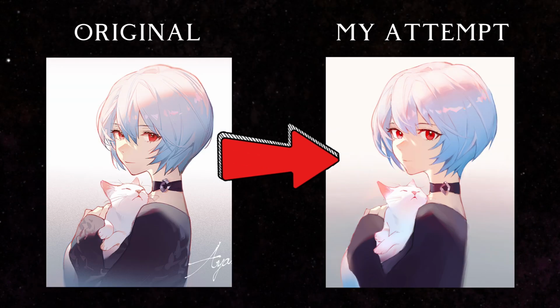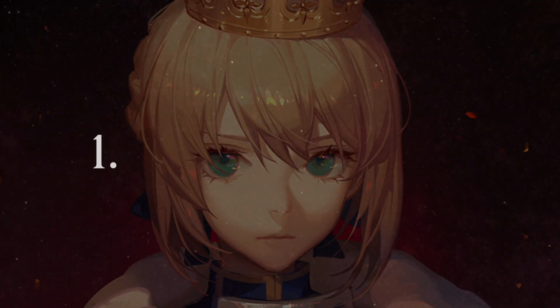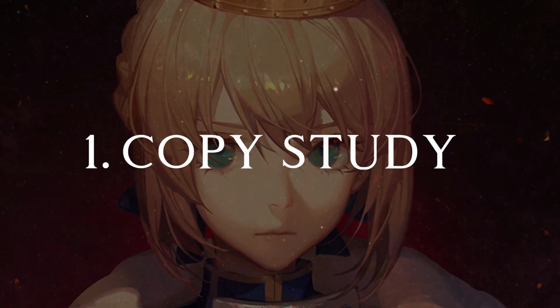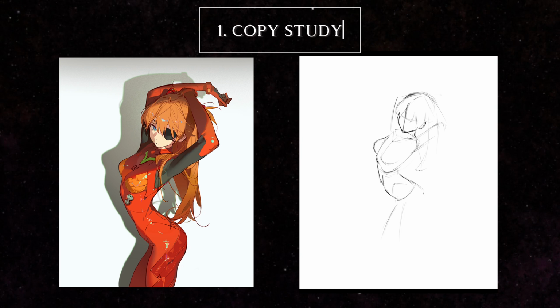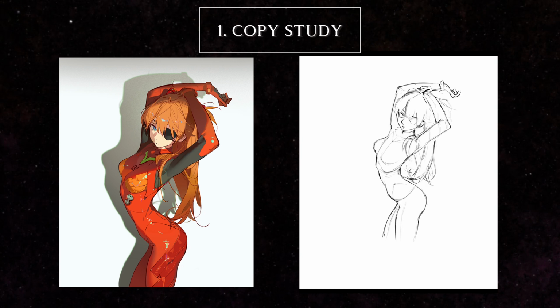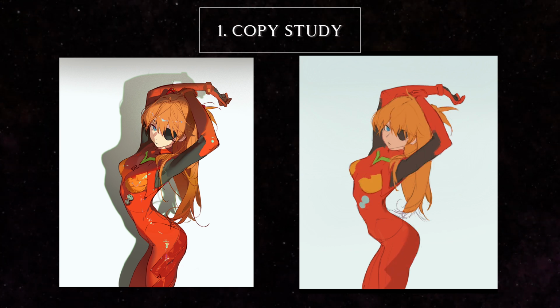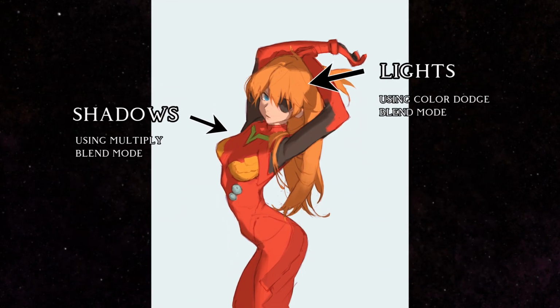Don't worry, I'm not keeping all this goodness to myself. I'm going to share exactly how I applied these insights. First, I decided to do a full-on copy study. I sketched, outlined, and filled in flat colors. I gave a grayish tone to the background and refined the sketch a bit more to match her style. Then came the fun part, adding shadows and lights.